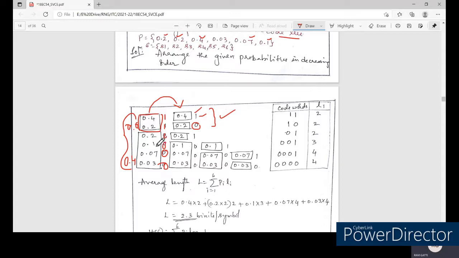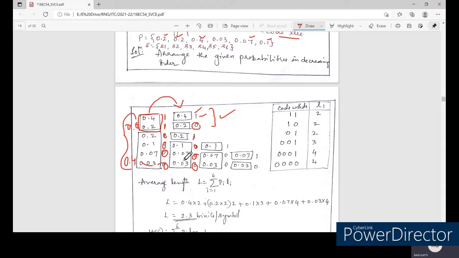Next, the bottom group. What do you have? 0.2, 0.1, 0.07, 0.03. I will group the last three together and keep 0.2 as one group. The remaining symbols are 0.1, 0.07, 0.03, whose sum is 0.2. So 0.2 and 0.2, yes, they are equally probable. For the top probability value I will assign 1, and for the bottom value I will assign 0.